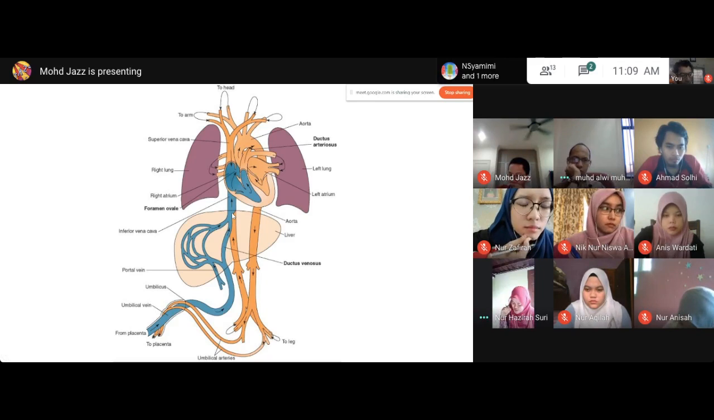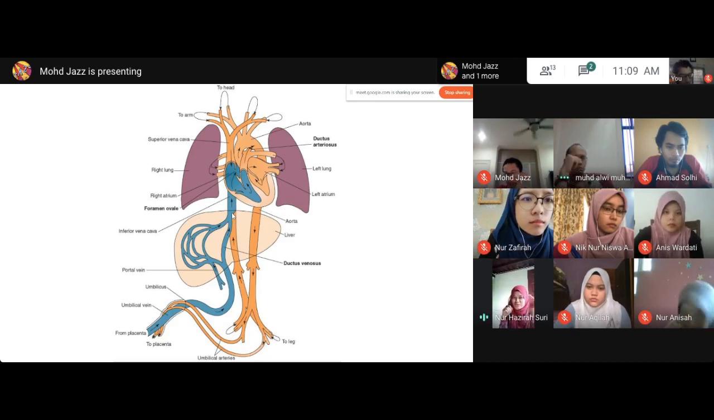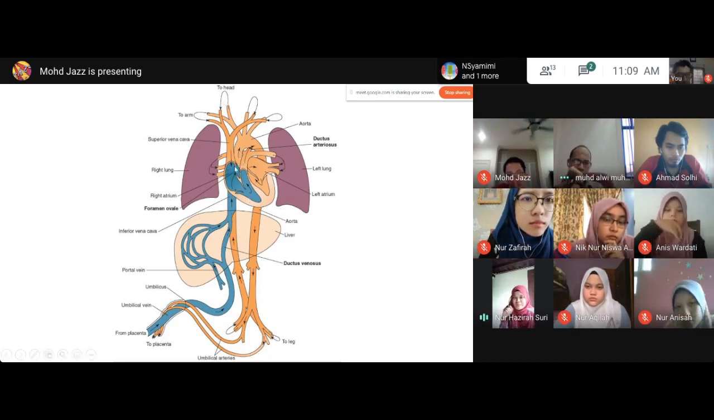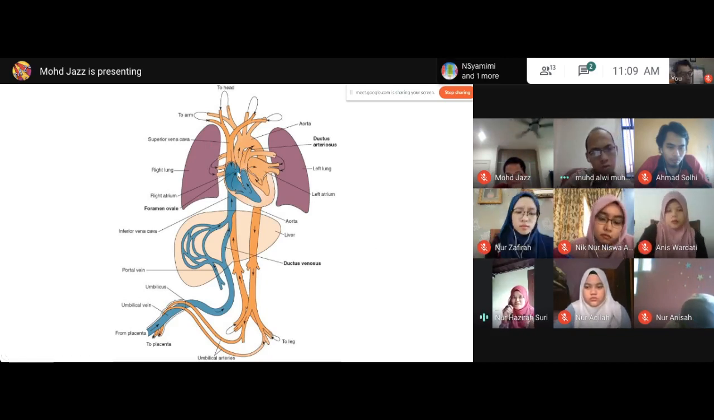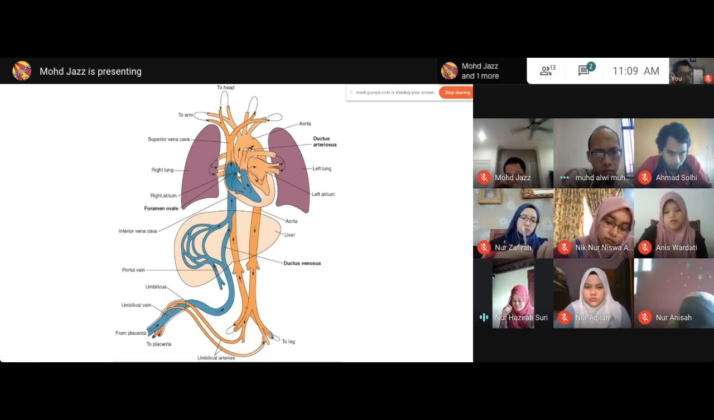So this combined blood from the inferior vena cava will go into the right atrium. And then in the right atrium, it will pass through the foramen ovale to the left atrium instead of going to the right ventricle. Why? Because in the right atrial inferior vena cava junction, there is a flap of tissue. We call it the eustachian valve.